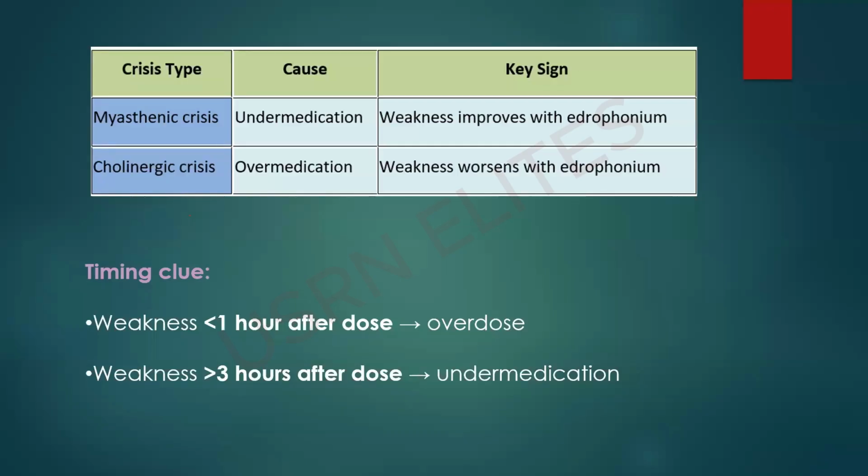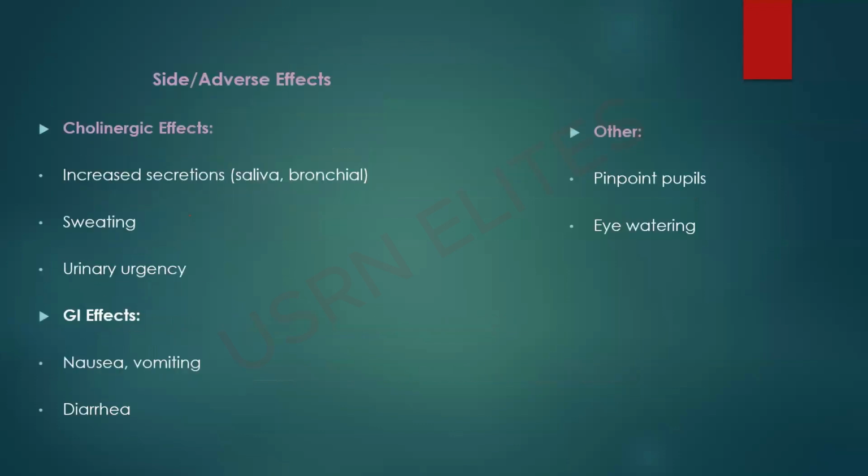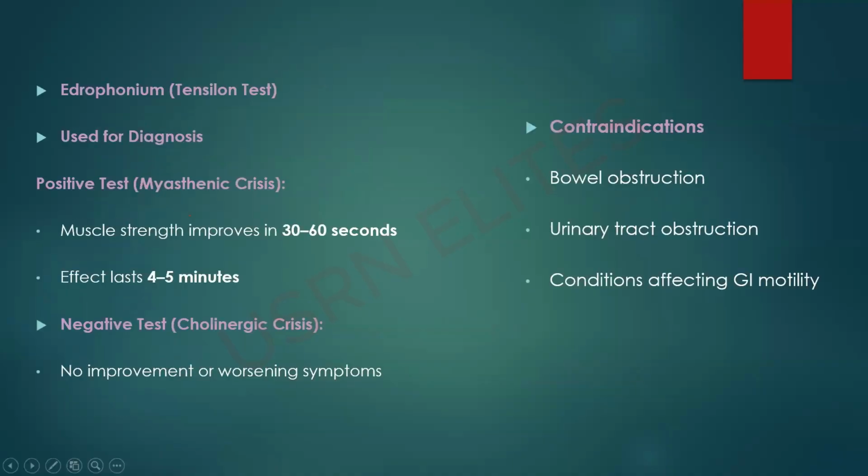So that's why I was explaining that during the test, you just give it to the patient IV. And this is how you see if it's positive. You see muscle strength improving within 30 to 60 seconds, and you will see the improvement lasting for 4 to 5 minutes. So you use the medication to do the test. Okay, sir. Thank you.